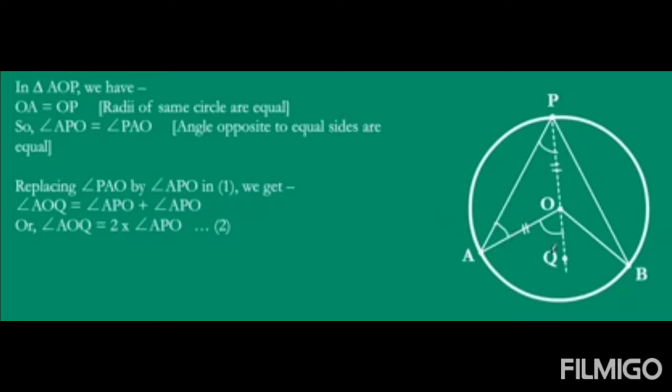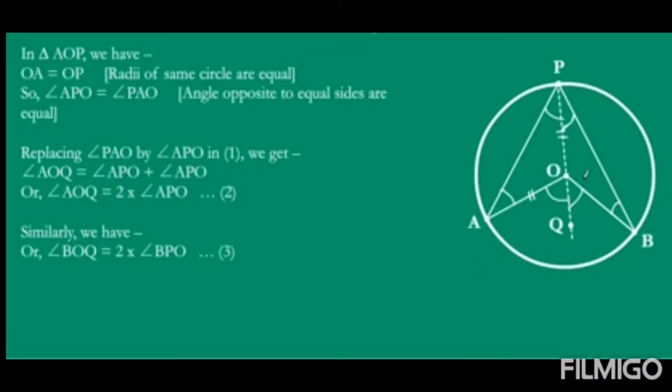Now see, if APO is equal to PAO and we replace PAO by APO in equation number 1, we will get AOQ is equal to APO plus APO. Now APO plus APO is twice the angle APO. We will consider this as equation number 2.